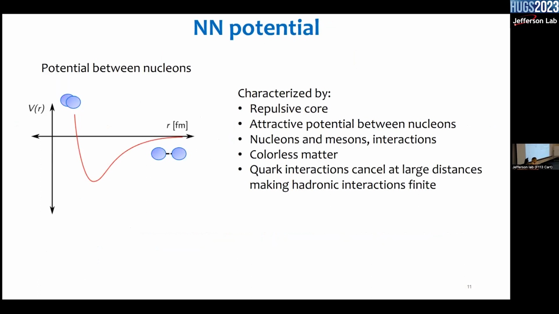And so we have the potential between the nucleons. We discussed this part yesterday. If you have the potential and the distance of separation, nucleons are overlapping here and they're repulsive, right? And then nucleons are at long range here and they're exchanging a meson. So there's the repulsive core, the attractive potential between the nucleons, and everything's colorless matter. So the quark interactions themselves individually cancel at these long distances, right?